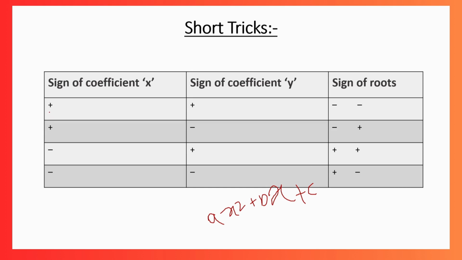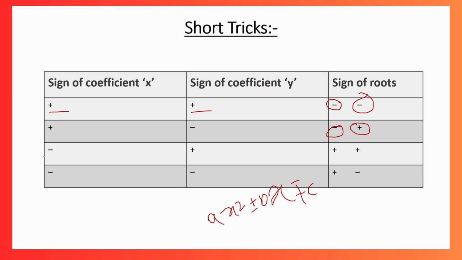So if both the signs are positive, then the sign of the roots, which are also called zeros, is minus minus. When both the signs of the equation are positive, both the roots will be negative. And second, plus or minus: if here it is plus and here it is minus, the signs of the roots will be minus and plus.